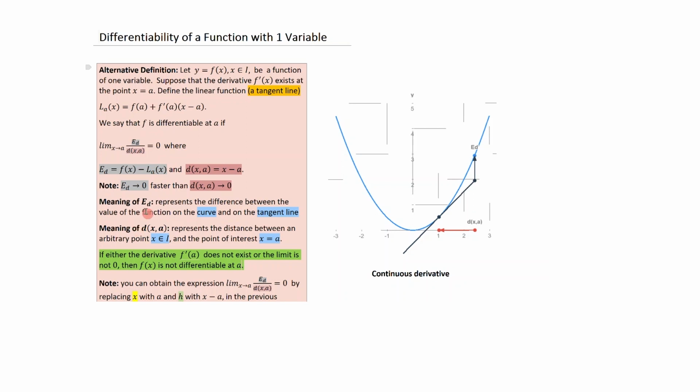All right, so meaning-wise, what is E_d? It represents the difference between the value of the function on the curve and on the tangent line. So that's basically this distance that you see here. And dx_a represents the distance between an arbitrary point x and the point of interest x equals a. So that would be this distance that you see here. If either the derivative f prime of a does not exist or the limit is not 0, then f of x is not differentiable at a. Now, you can obtain the expression, the limit as x goes to a of E_d over dx_a equals 0, by replacing x with a and h with x minus a in the previous expression. In other words, starting with this limit expression, we can basically evolve to the expression that we see here.